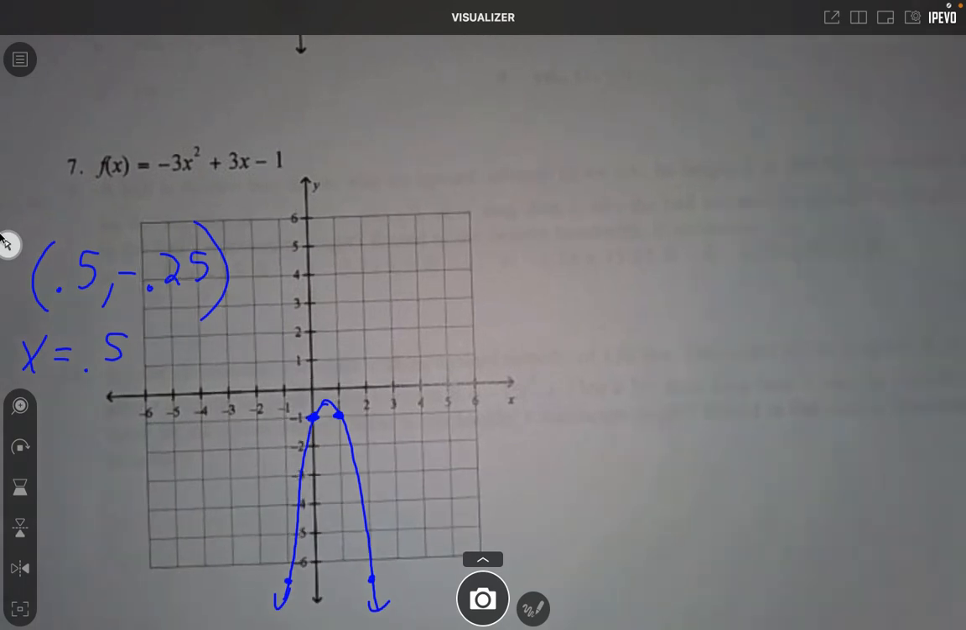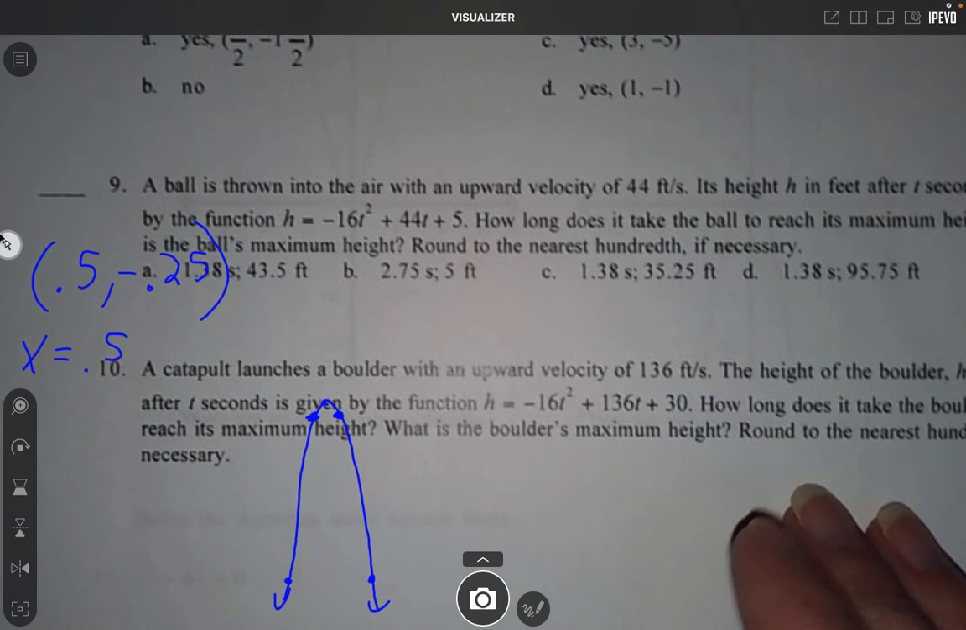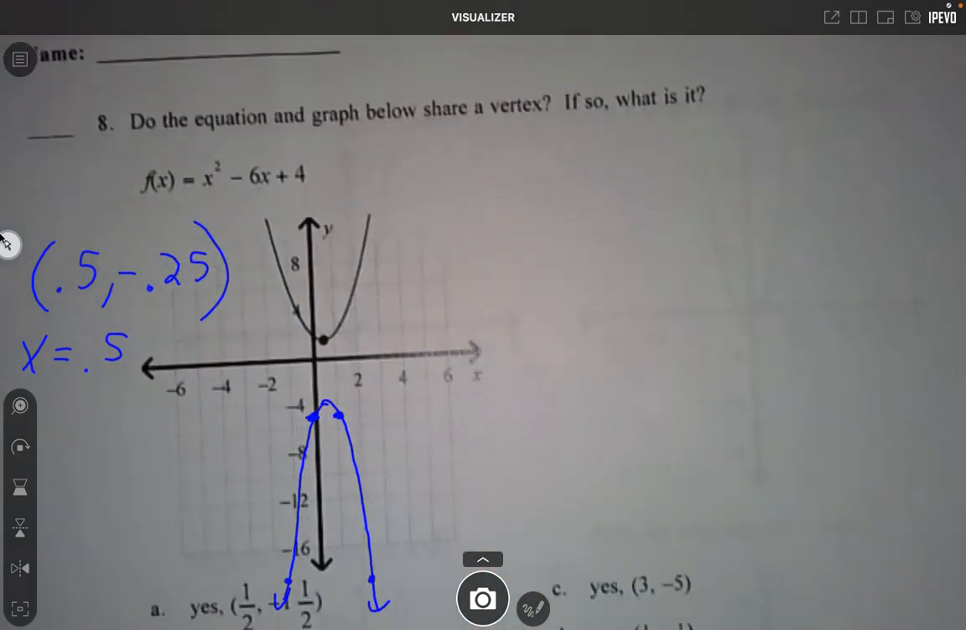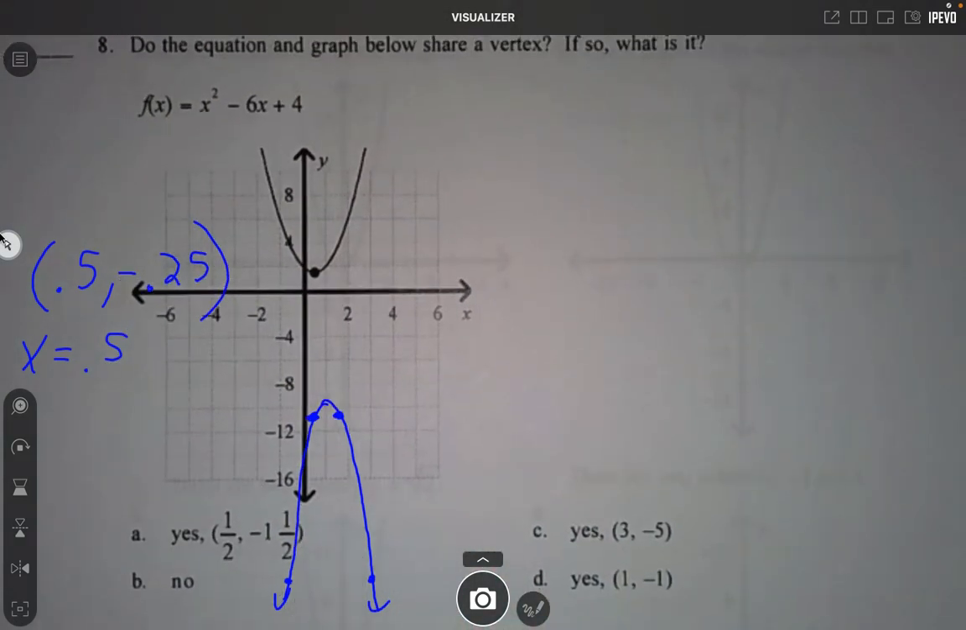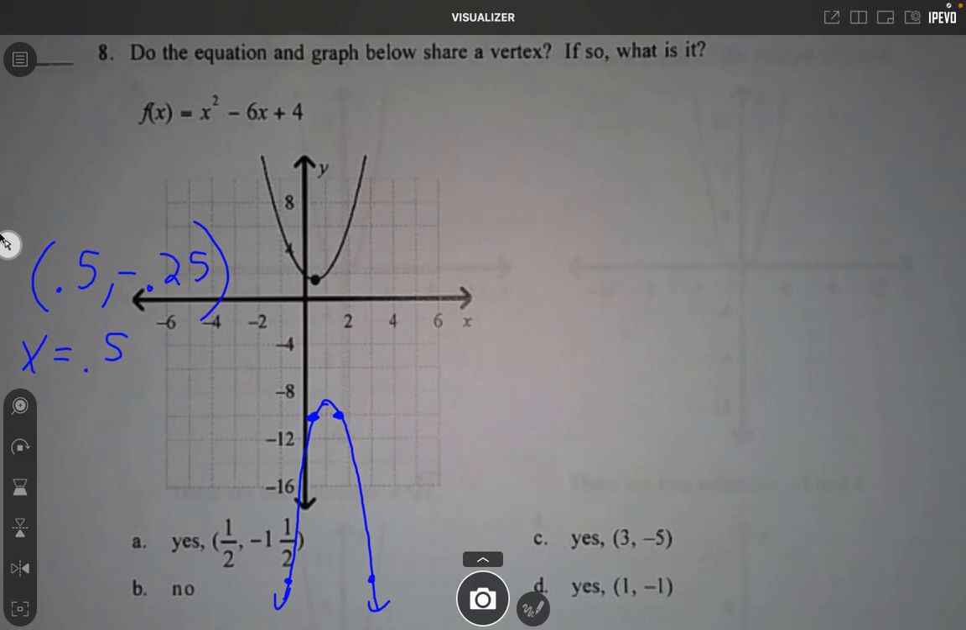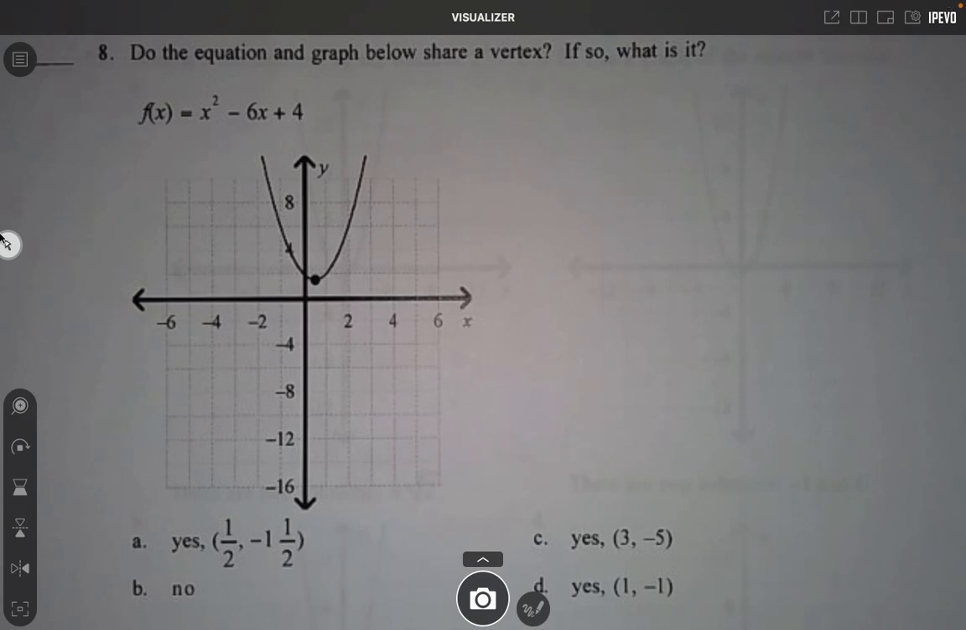Okay, let's keep going then. Number 8 gives us two things. It gives us an equation and it gives us this picture. Let me erase all this. And it says, do they have the same vertex? So, on this one, what does my vertex look like?